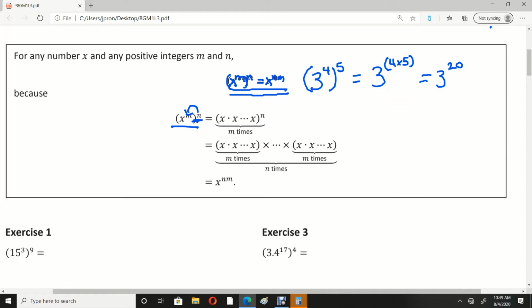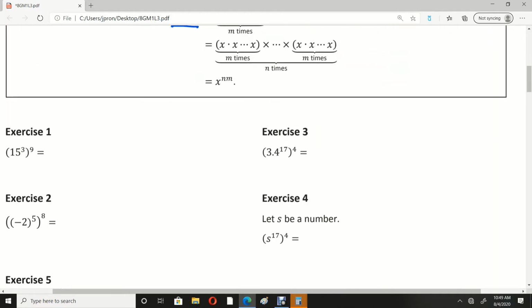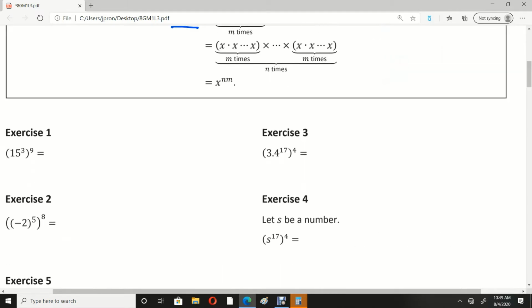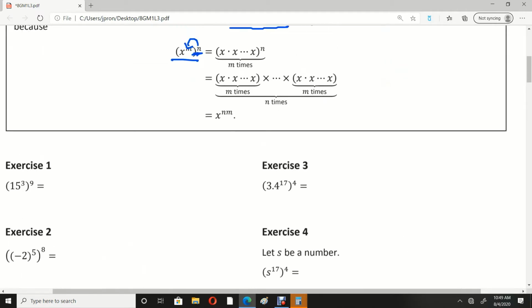And for exercises 1 through 4, that's really all we're doing. So for example, I'll take example 1 and let's do it together. So let's say we have 15 to the 3rd power and we raise that to the 9th power. How do we simplify this?